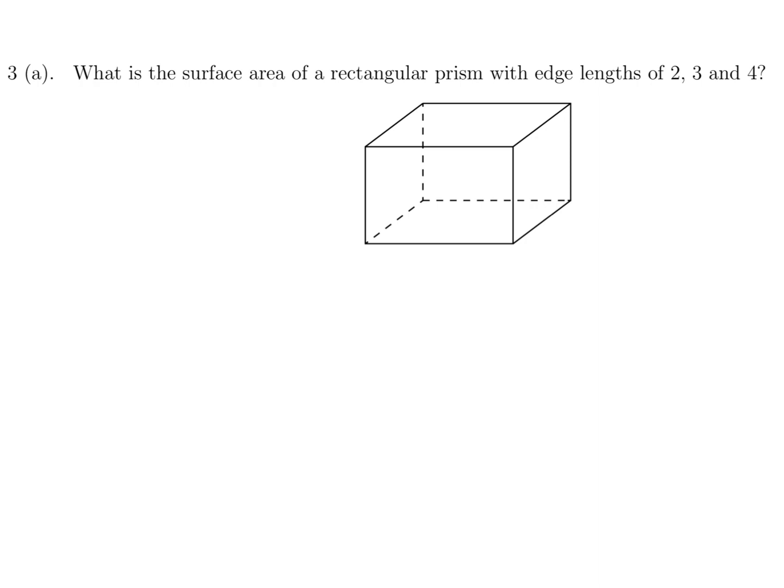What is the surface area of the rectangular prism with edge lengths 2, 3, and 4? Well, surface area would be 2 times 2 times 3 plus 2 times 3 times 4 plus 2 times 2 times 4. And therefore that, when you do the math, is 52.